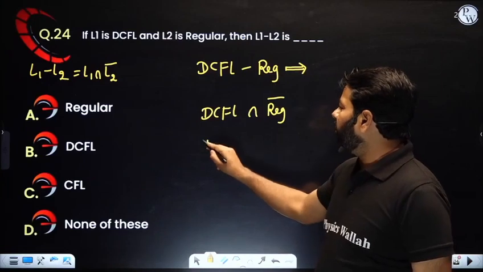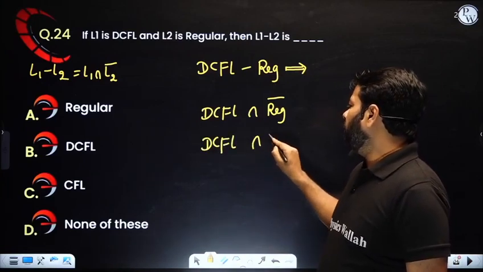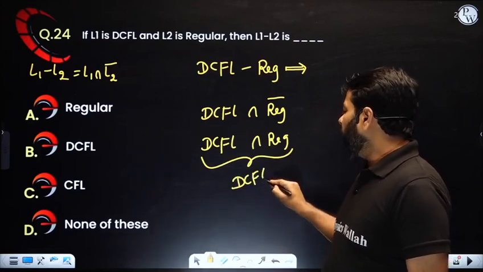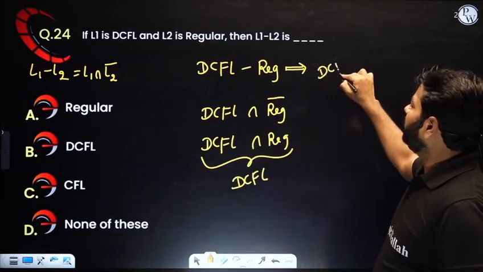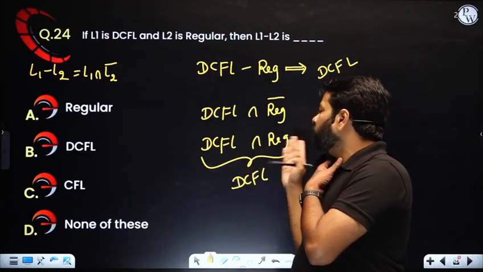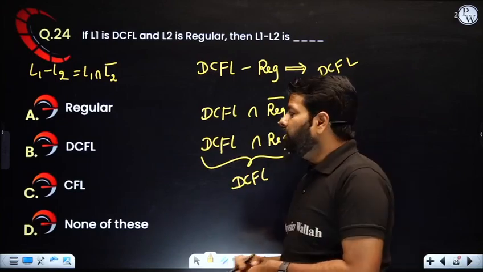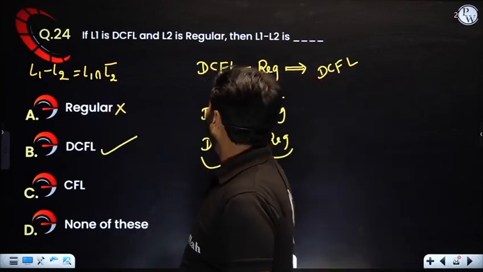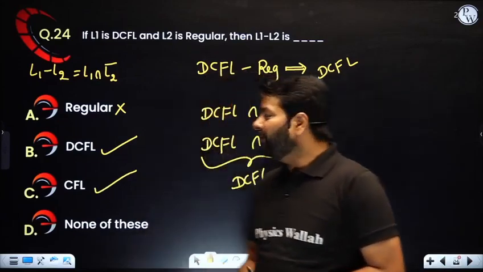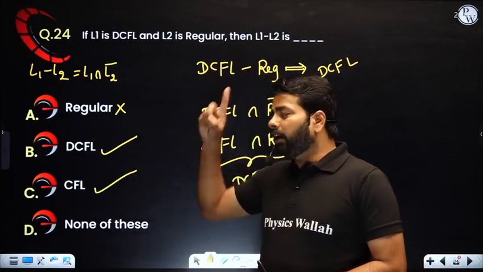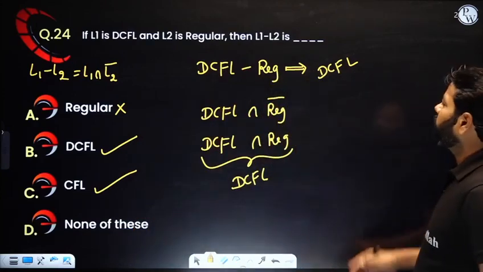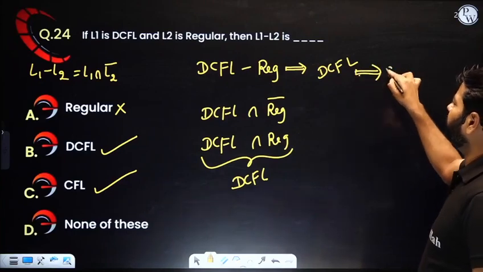What is regular complement? It is regular. What is DCFL intersection regular? We already know it is DCFL. So this is always DCFL. So clearly understand, DCFL intersection with regular is always DCFL. Okay, we know this point. When it is always DCFL, so always CFL. So remember this point. When you choose DCFL, if it is MSQ type, look at, there is another option which is there, CFL. So CFL. No need to write that.